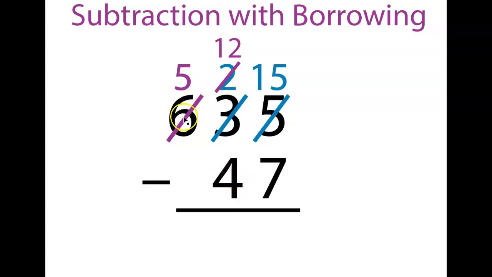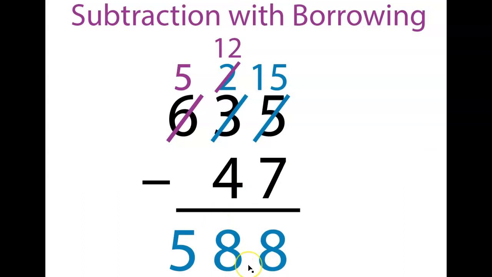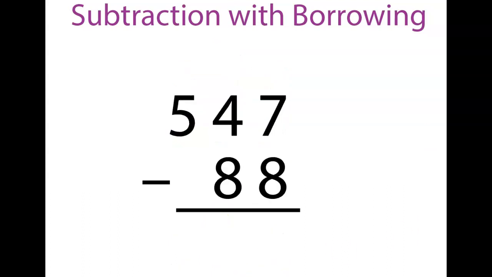So we're stealing from the next place over. We're going to steal 1 and we give it to this place. In this case, we did 2 rounds of borrowing, right? Or we stole twice. So at this point, now we can subtract everything that is there. 15 minus 7 is 8. 12 minus 4, also 8. And then we've got our 5 there. Final answer, 588. Yeah?